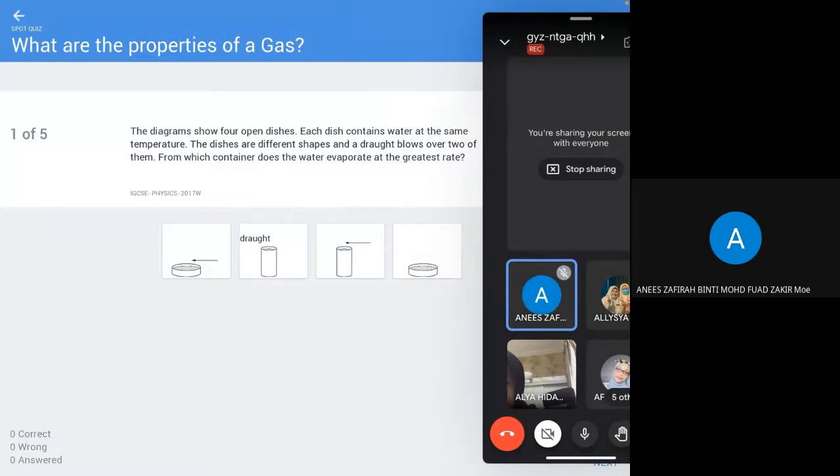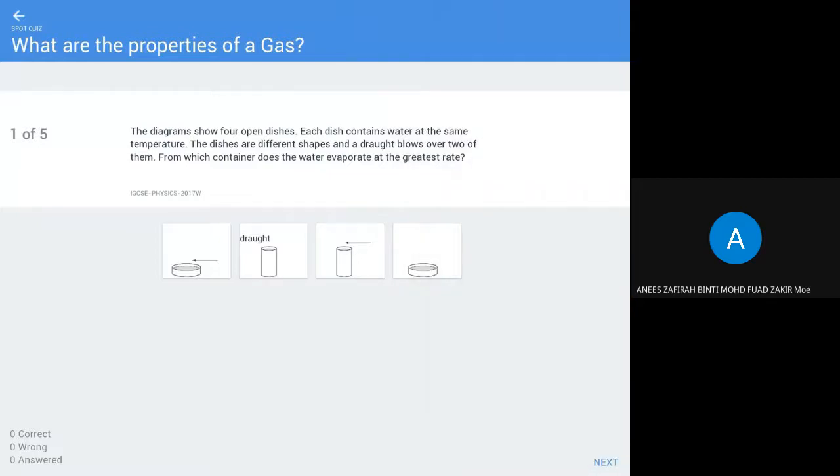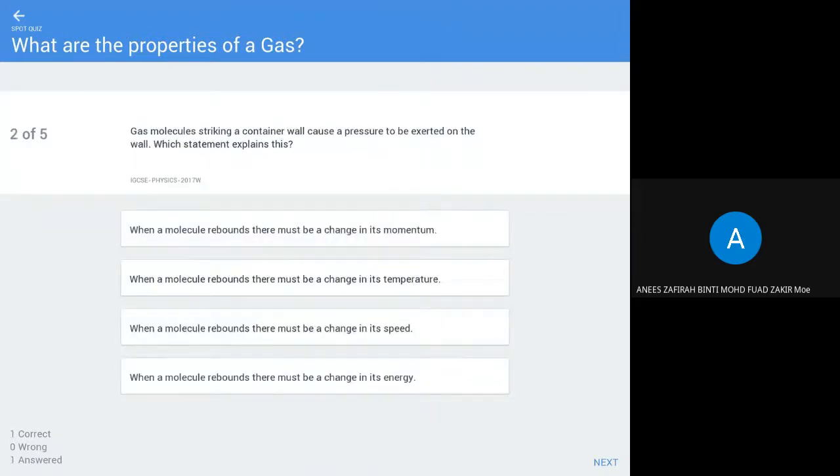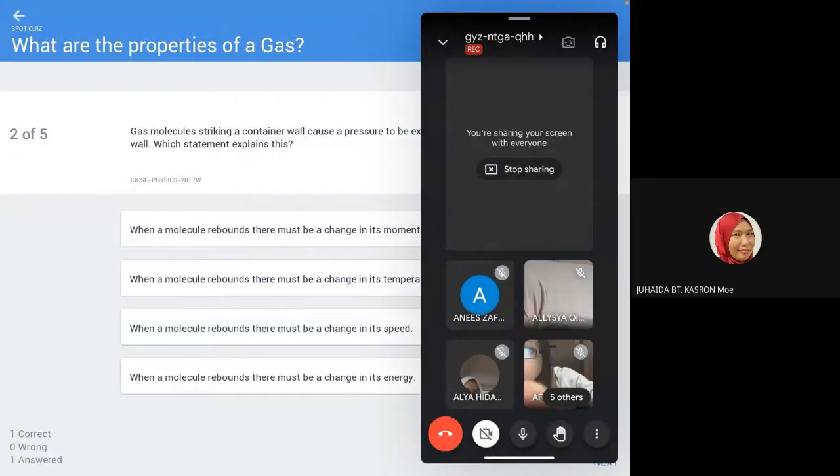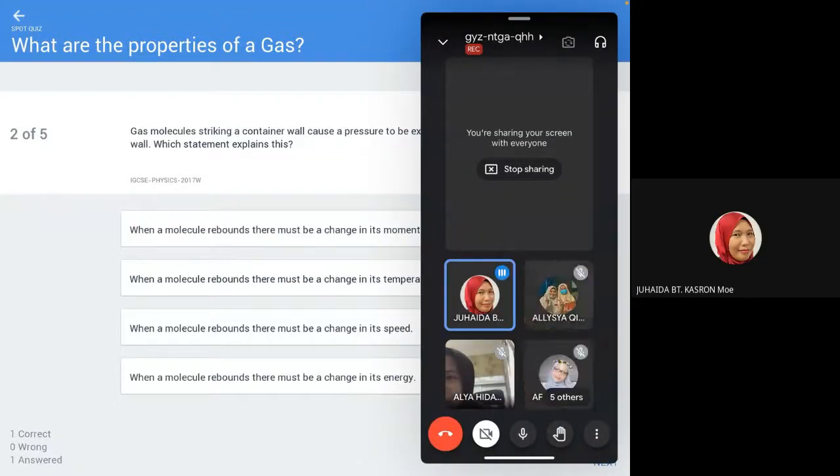Okay, let's try and answer. The first one. Okay. If there is a right, then the answer is correct. Yes, teacher, it will show the green tick.